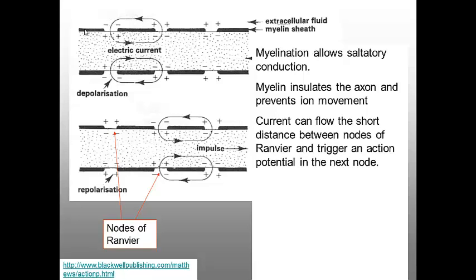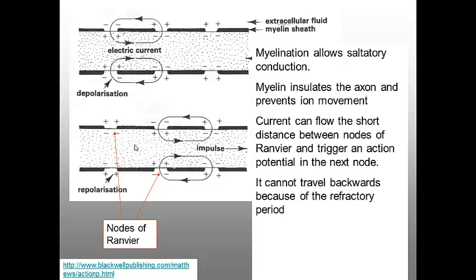However, what the current can do is flow the short distance between the nodes of Ranvier, and therefore an action potential here, just have a look at the charges, negative, positive, negative, positive, can conduct. You can set up a circuit, looping around the myelin, from one node of Ranvier to the next node of Ranvier. And what this will do is essentially mean the action potential leaps from one node of Ranvier to the next. Can't travel backwards, we still have a refractory period in action.